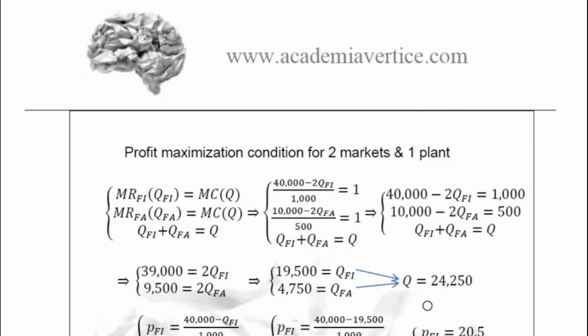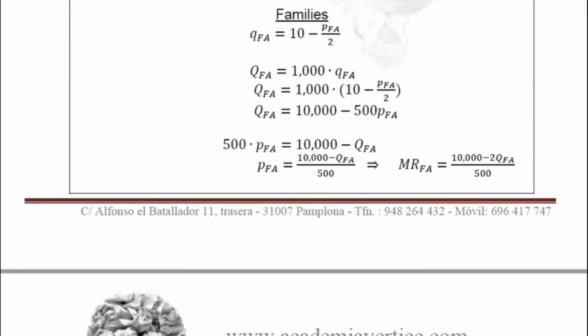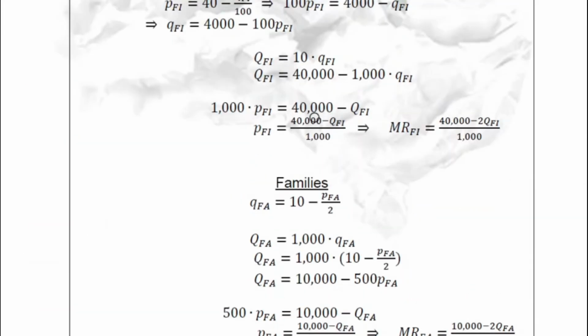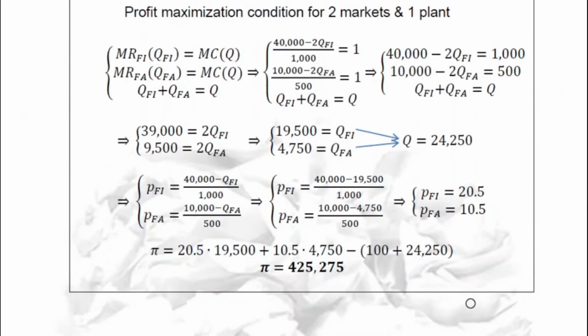So for the price, we go with these quantities to each inverse demand. This inverse demand we could find here, here for firms, here for families. So there we go with our quantities. Okay, we substitute these quantities and we find 20,500 divided by 1000 is 20.5. From families we have 5,250 divided by 500 is 10.5.